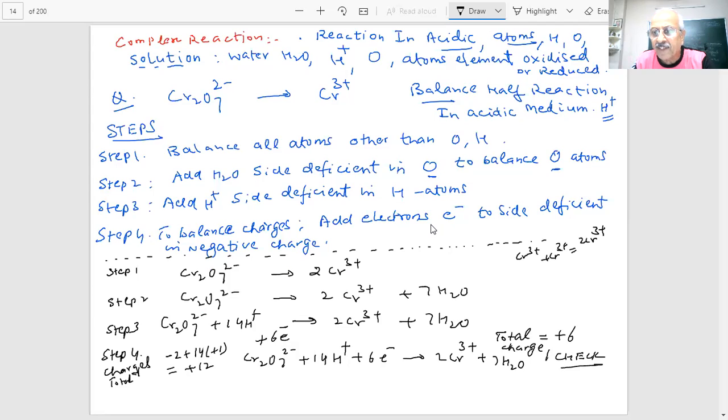Check means what? I will check the number of atoms, all atoms. And then I will also check the charges on both the sides, both the sides. Tell me, is there any doubt in this? Any doubt in finding the answer? Any doubts you have, students?